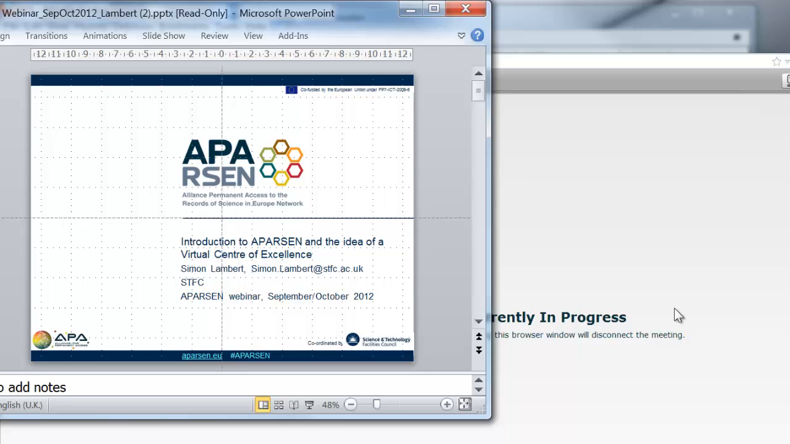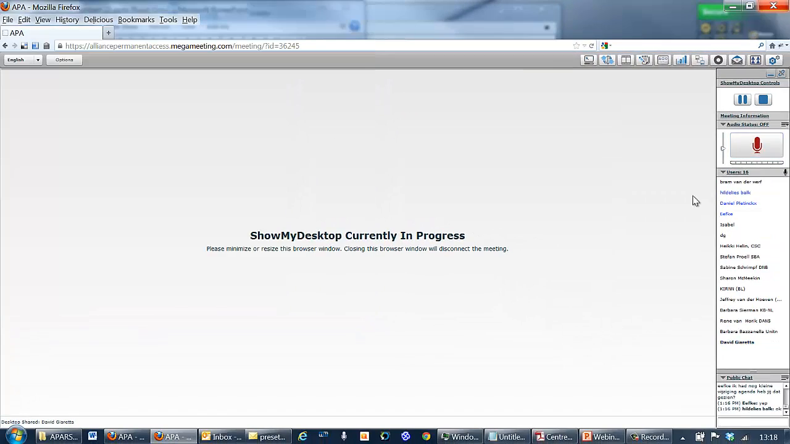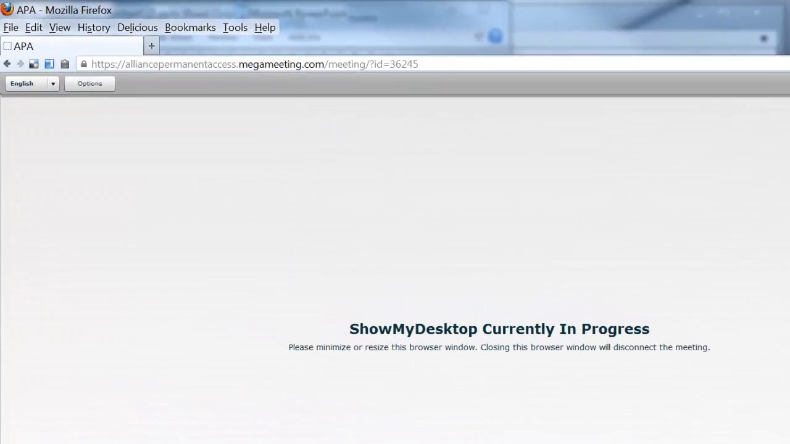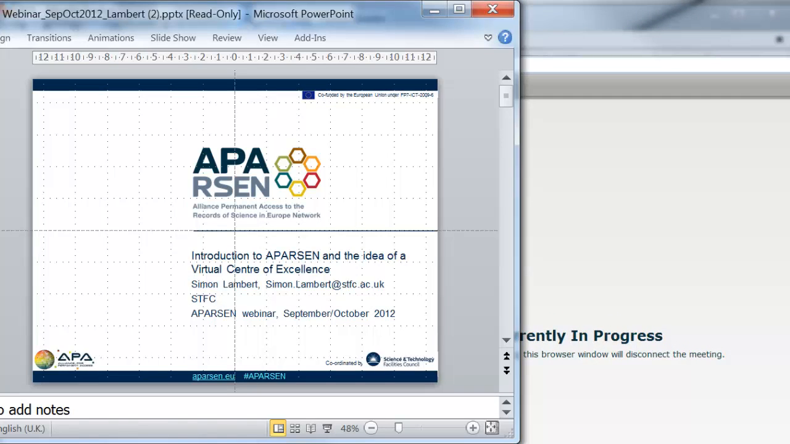On the agenda we have four presentations in total. I will kick off by showing you the slides by Simon, which explain how the Virtual Center of Excellence fits the overall setup of APARSEN. Then Hilde Lies will give us a brief overview of different VCoE approaches and what she's planning to put into her document.